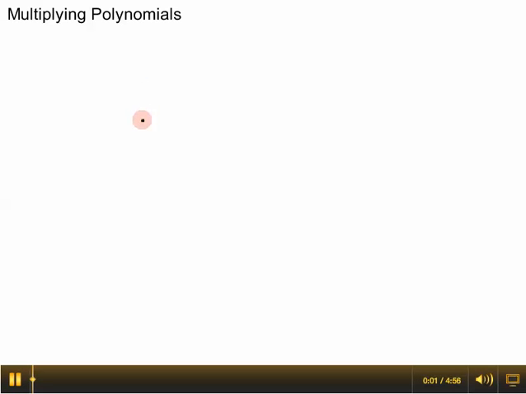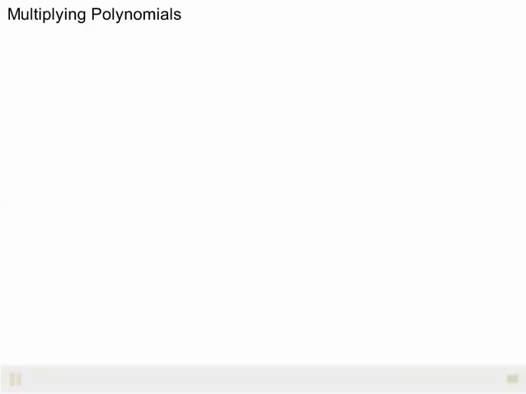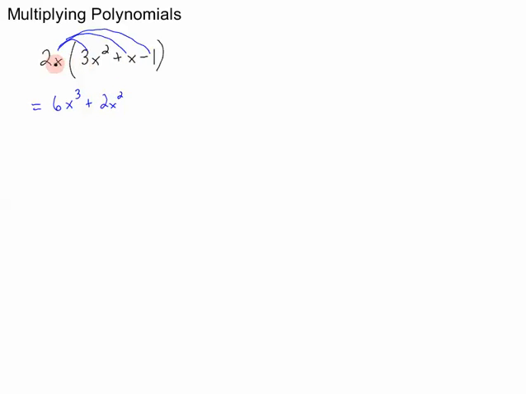Let's look at how to multiply polynomials, and we'll jump right into examples. If I want to multiply the polynomial 2x times the polynomial 3x squared plus x minus 1, well, you would guess that you would simply distribute this across the plus and the minus, and that's exactly what you do. 2x times 3x squared is 6x to the third, right, because x times x squared is x cubed. 2x times x is positive 2x squared, and 2x times negative 1 is negative 2x. And so here is the polynomial that you get.